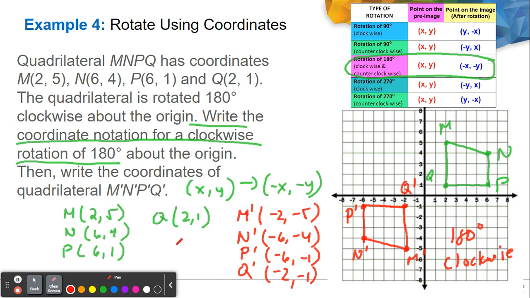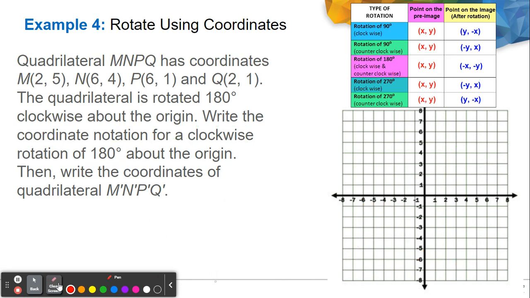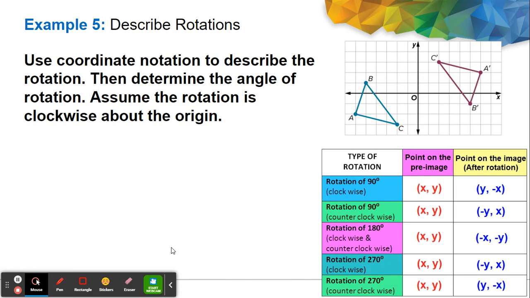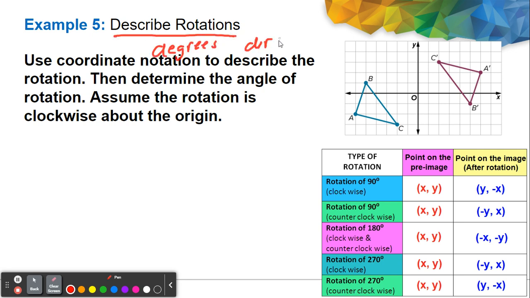It will still be better if you know how to visualize it, but the rules will also help us to do it. Okay, moving on with our last two examples. What if we already have our rotation? We are asked to identify what rotation we performed. Remember, in describing rotation, we are looking at the degrees and the direction.